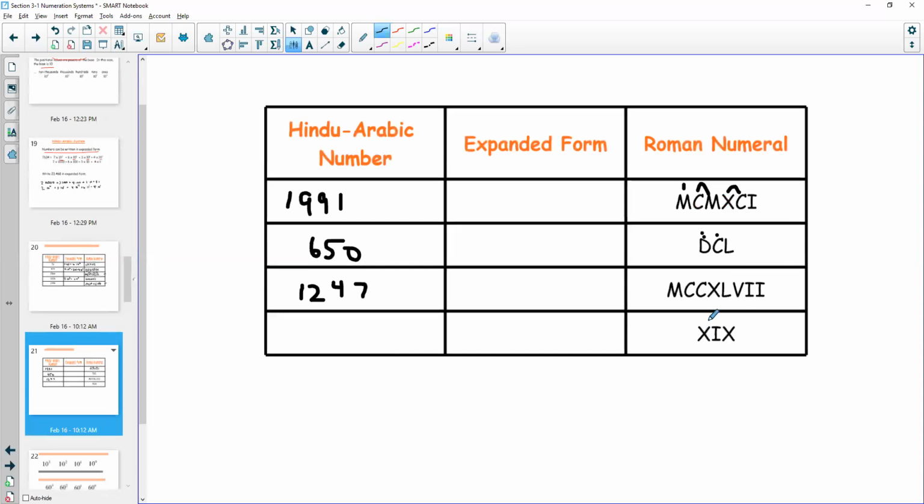Okay, let's do this last one. 10, and then 1 less than 10. So 10, and 1 less than 10 is 9. That's 19.